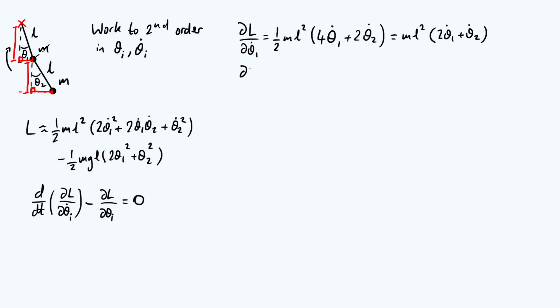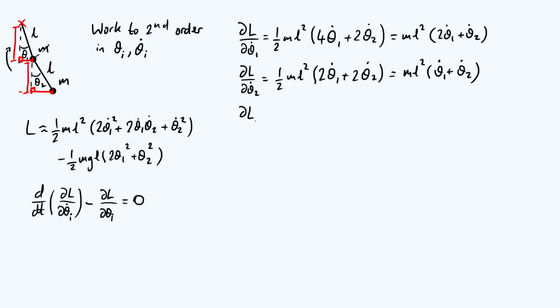Now, what about if we do a similar thing for θ₂-dot? Well, we'll still get this prefactor 1/2 ml². This time, the first term doesn't contribute anything. The second term contributes a 2θ₁-dot. And the third term, if you differentiate that, you bring down the power and you get 2θ₂-dot. So this time is pretty similar. It's ml², and then it's a little bit more symmetrical: it's just θ₁-dot plus θ₂-dot, like that. Okay, so 2 more derivatives that we have to evaluate.